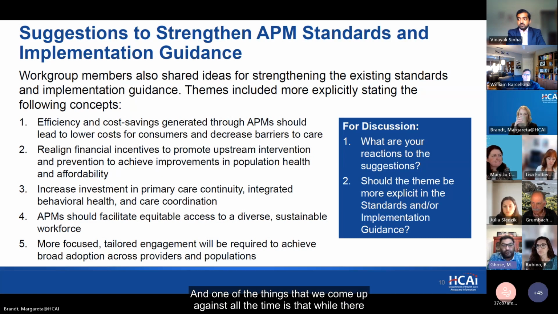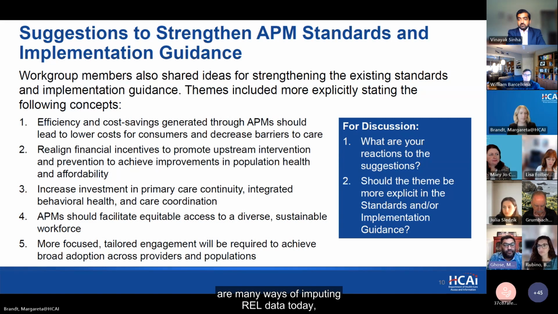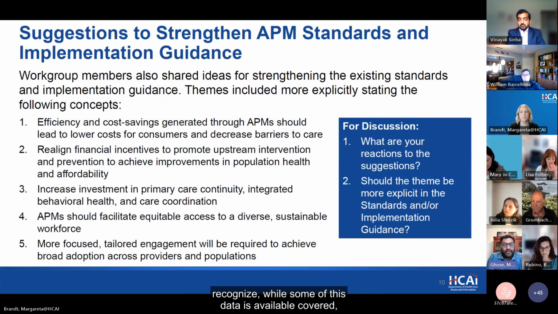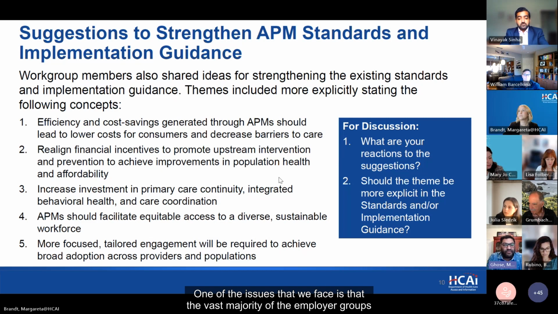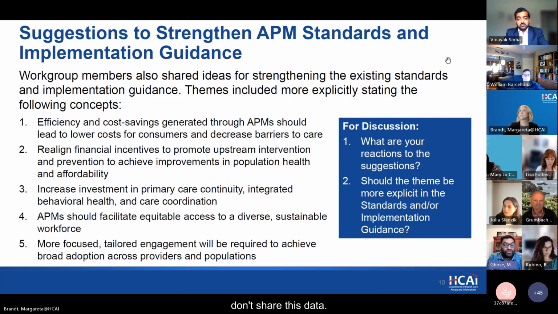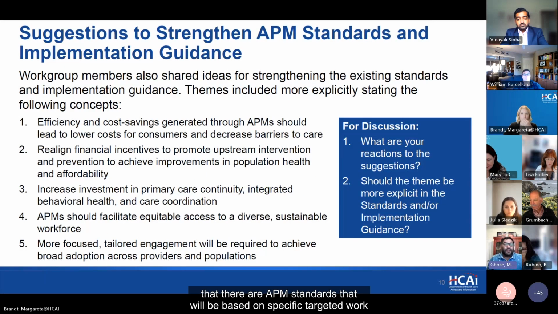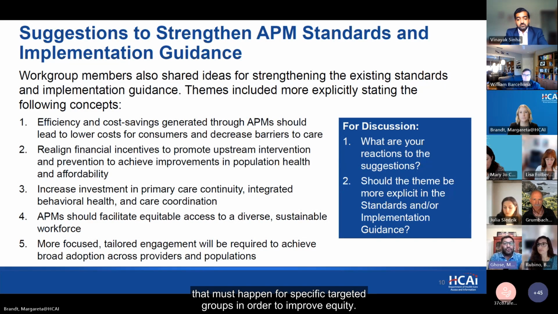And one of the things we come up against all the time is that while there are many ways of imputing REL data today, when you're creating standards around how these programs must be targeted, it becomes very important to have a single source of truth, or at least a source of truth on REL data. Some of this data is available: Covered California requires the collection of it during application processes, as does the Medi-Cal system. One of the issues that we face is that the vast majority of the employer groups don't share this data. And we really need to think through that before we start agreeing that there are APM standards based on specific targeted work that must happen for specific targeted groups in order to improve equity.